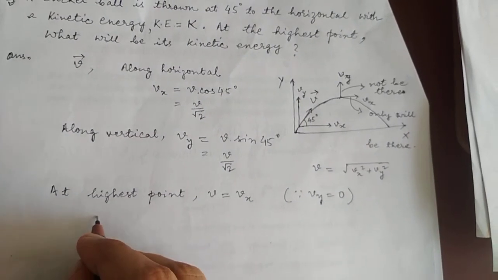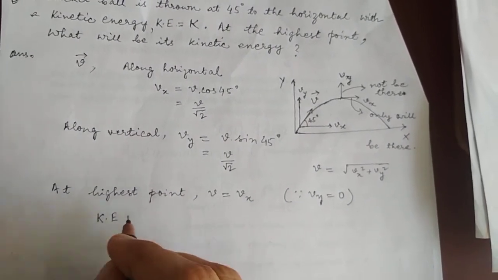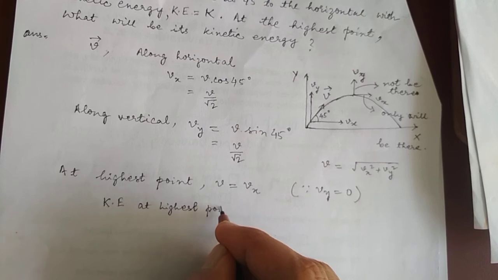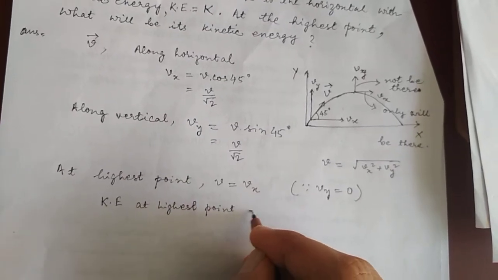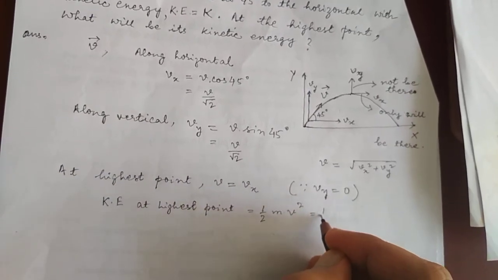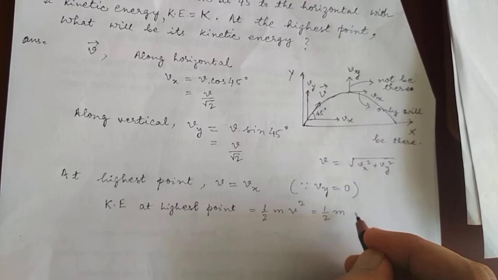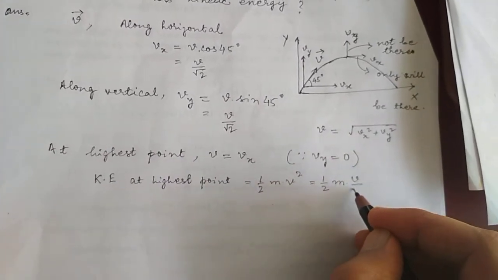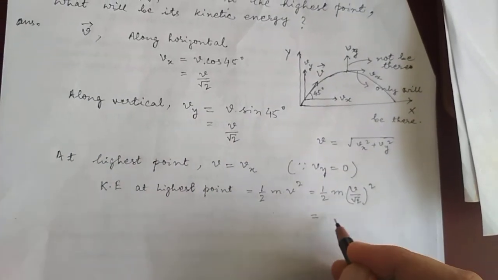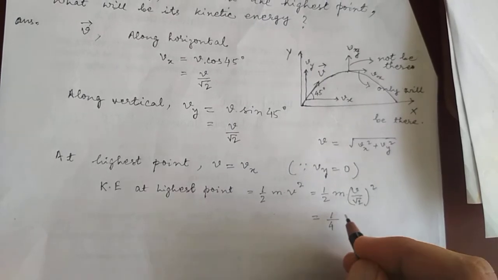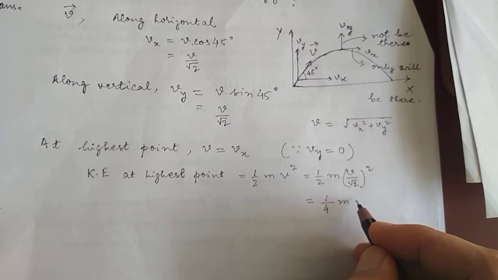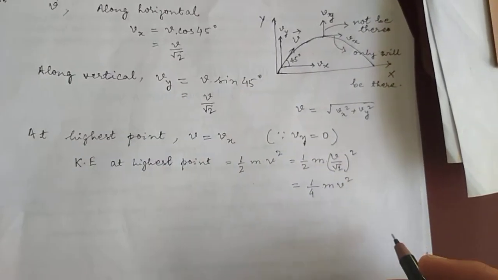So the kinetic energy there at the highest point will be simply equal to half into mass into v square, and v is Vx, and Vx is what? V by root 2. So what we have is 1 by 4 m v square, right?